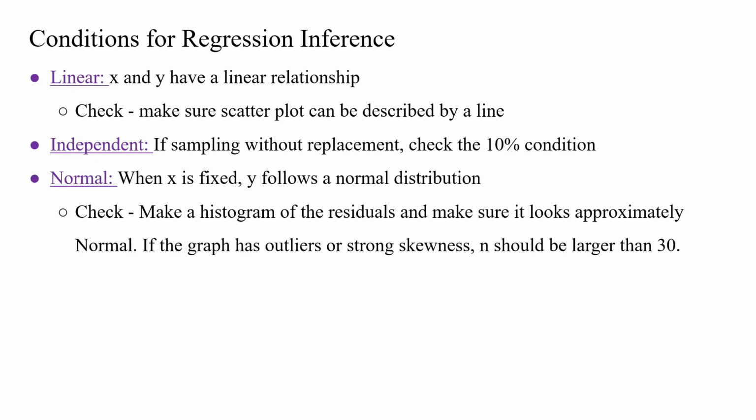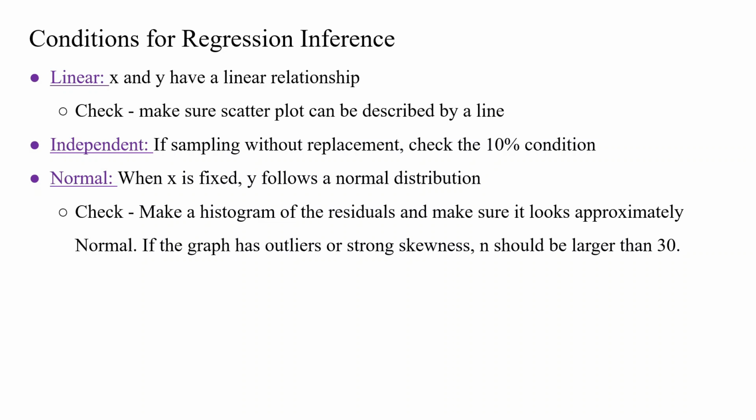Normal. Now, when we talk about normal, we mean that when X is fixed, your Y values follow a normal distribution for each fixed value of X. Now, the way we check this condition is to make a histogram of the residuals and make sure it looks approximately normal. Okay. Now, making the histogram, when you look at it, if it's approximately normal, perfect.